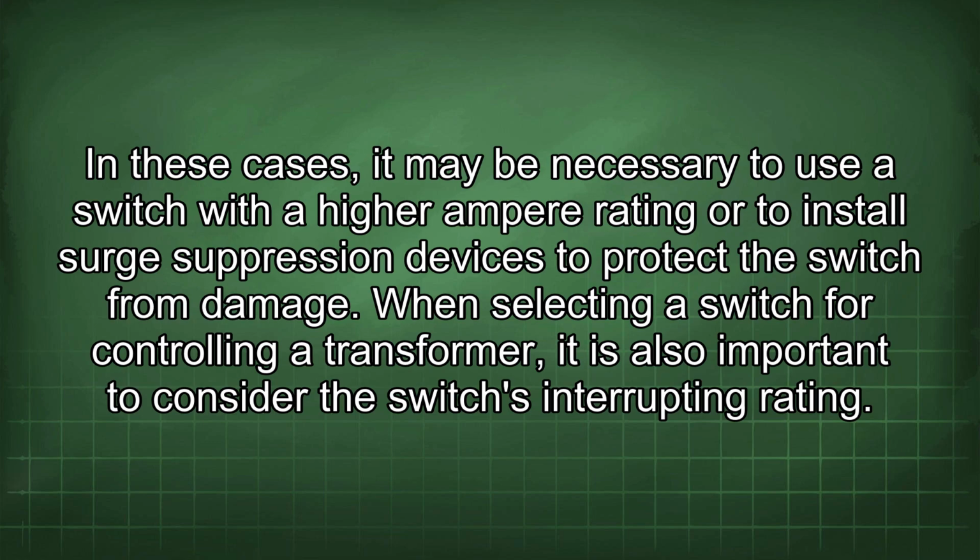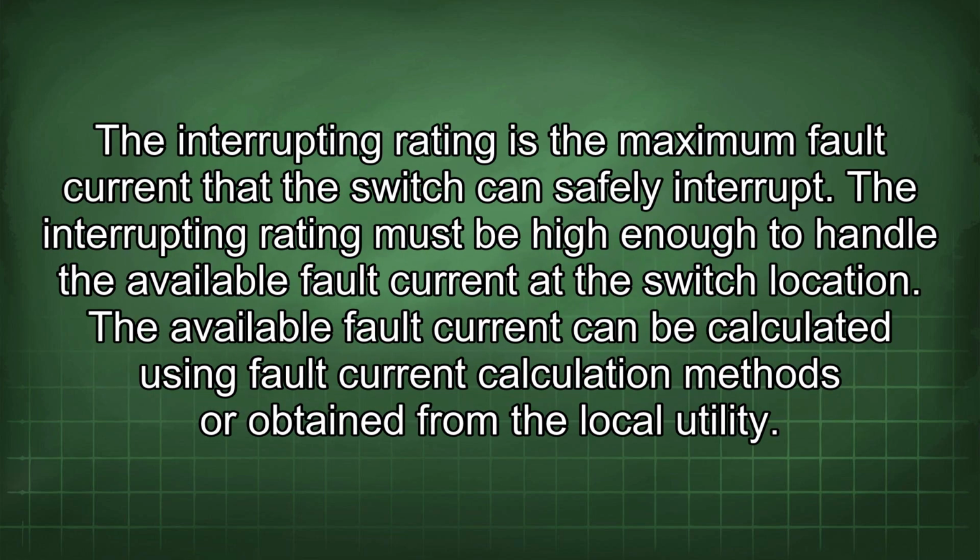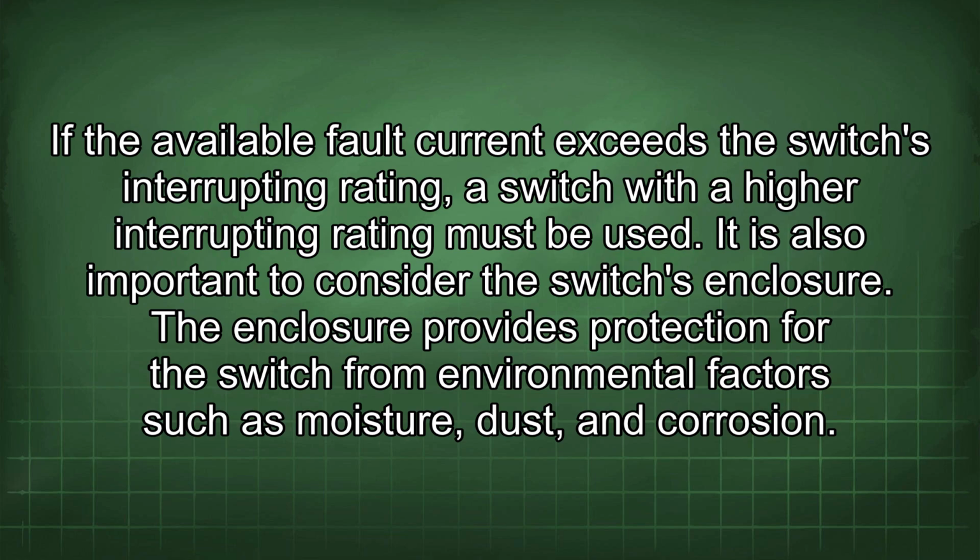When selecting a switch for controlling a transformer, it is also important to consider the switch's interrupting rating. The interrupting rating is the maximum fault current that the switch can safely interrupt. The interrupting rating must be high enough to handle the available fault current at the switch location. The available fault current can be calculated using fault current calculation methods or obtained from the local utility. If the available fault current exceeds the switch's interrupting rating, a switch with a higher interrupting rating must be used.